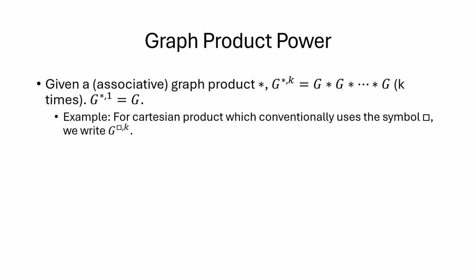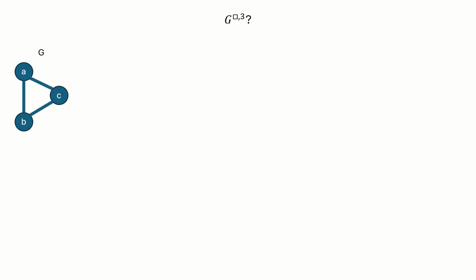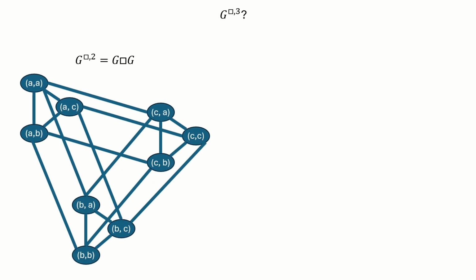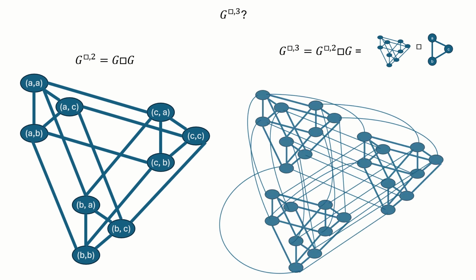As an example, let's take the third Cartesian product power of the graph G shown here, the complete graph on three vertices. The graph Cartesian product of G with itself is shown here. Next, we take the Cartesian product of that graph with G. This is our result.